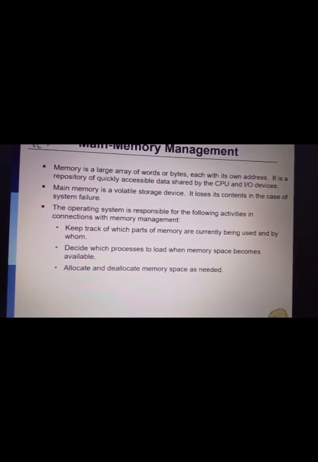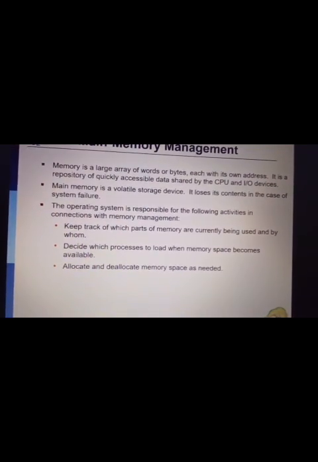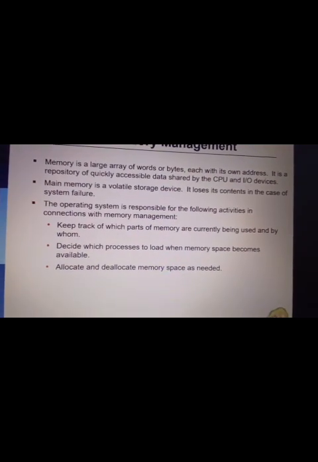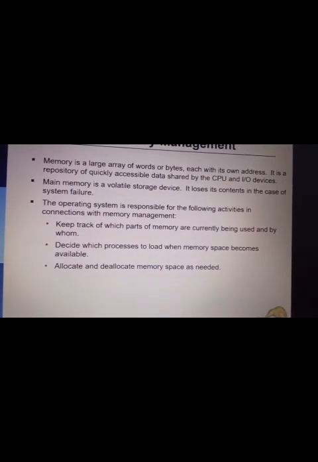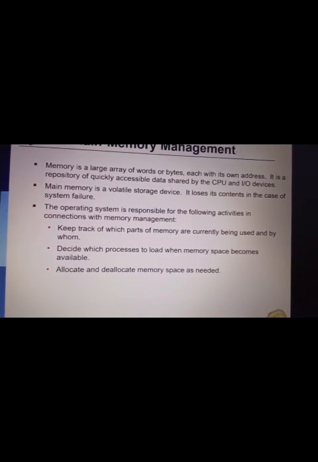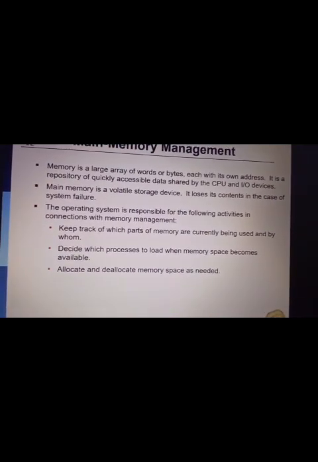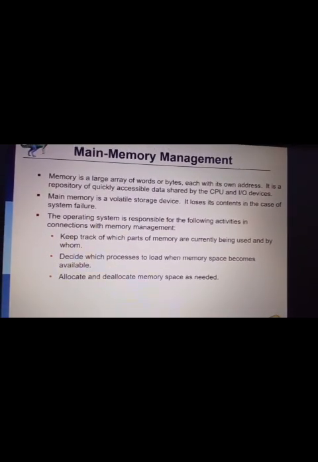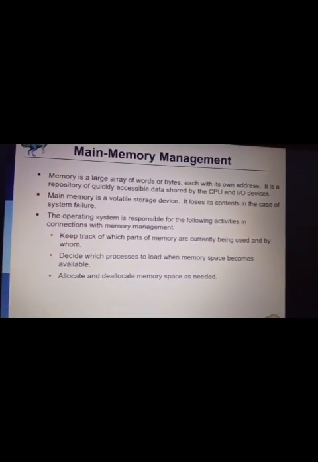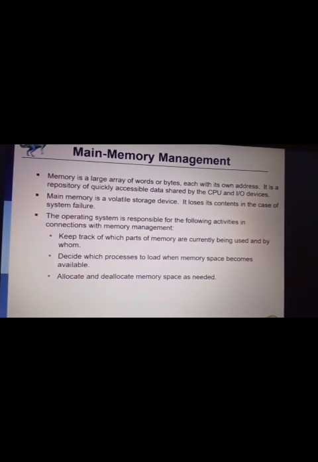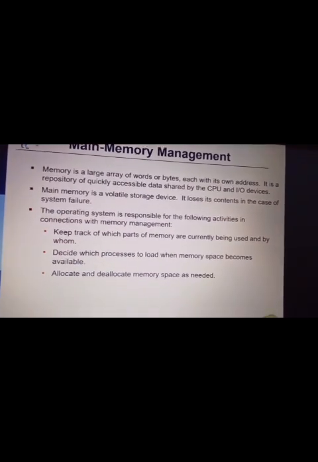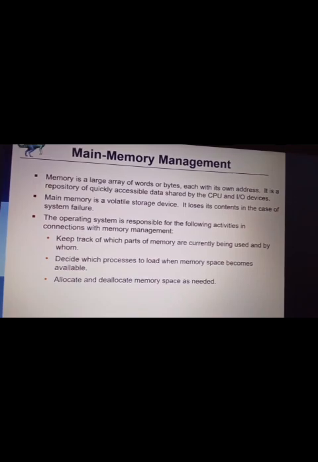Keep track of which part of memory is currently being used by whom. Decide which process to load when memory space becomes available. Allocate and deallocate memory space as needed. What it does: manages RAM and decides where to store data temporarily. For example, when you are editing a photo, the image is stored in RAM so you can work on it quickly.